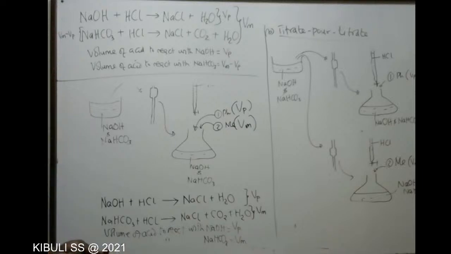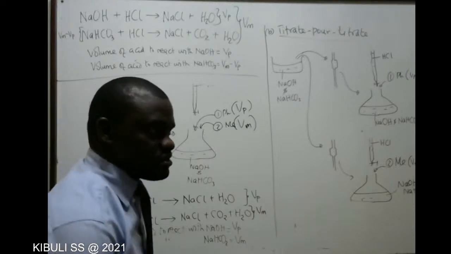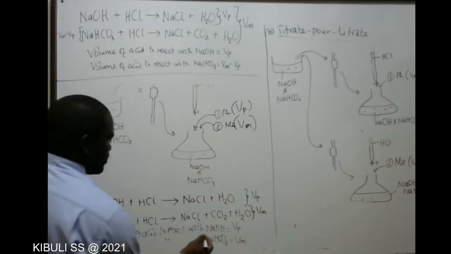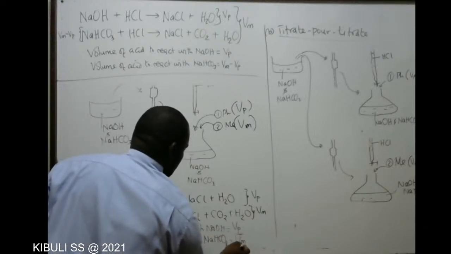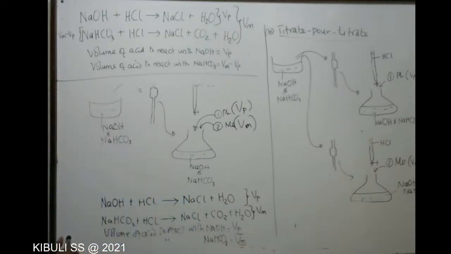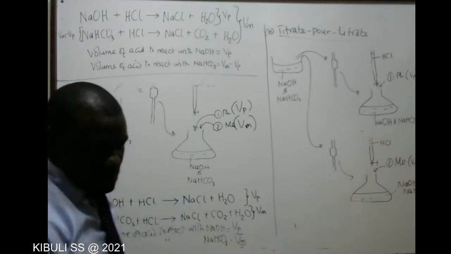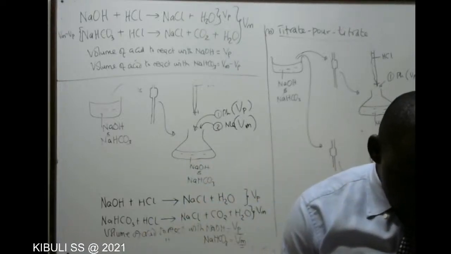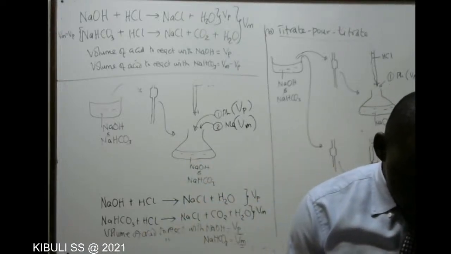That's why I was telling you that this one is the easiest mixture to analyze. The hardest mixture is the mixture of sodium carbonate and sodium hydrogen carbonate, which we looked at in our previous lesson. So once you get to know these volumes, you can be able to do the calculations. Let us look at some of these calculations which we have, for example, the calculation on page 48 here.